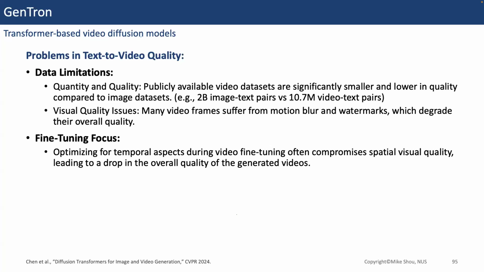And also another transformer. So DiT is for images, and there are follow-up works that extend DiT models to video generation. One of them is Gentron. In the Gentron paper, they actually observed problems in text-to-video quality. One is from the data part. Right now the video data is quite limited in scale compared to image datasets. And also the quality of the videos is quite diverse. For example, they have motion blur or watermarks, which degrade the overall quality.